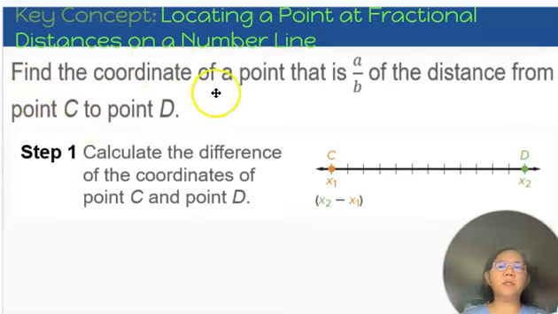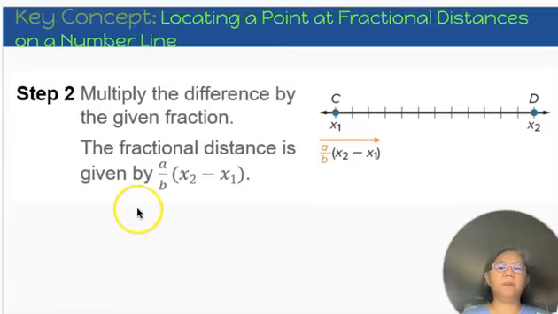If the problem says find the coordinate of a point that is a over b of the distance from point C to point D, this is the first step that we have to do. First is to identify where the initial endpoint is, which is C, because it says from point C to point D. This is very important. If this is the initial point, then point D will be your x2. So we are going from the initial endpoint to the terminal endpoint. Find the difference of the coordinates here: x2 minus x1, that will be the difference.